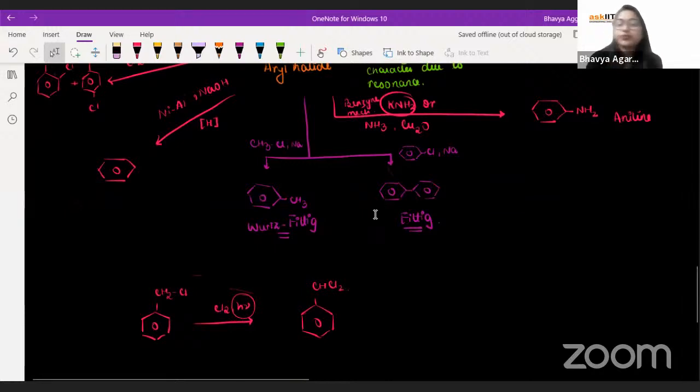Now there are a few distinguishing tests which are also very frequently asked. For example, a very common distinguishing test is between RCl versus RBr versus RI. Like, what sort of compound are you given? Are you given RCl or RBr or RI? So how do you do this sort of distinguishing? RCl, RBr, RI.